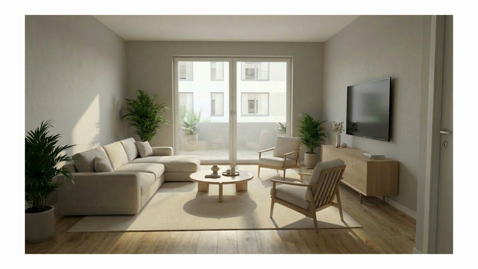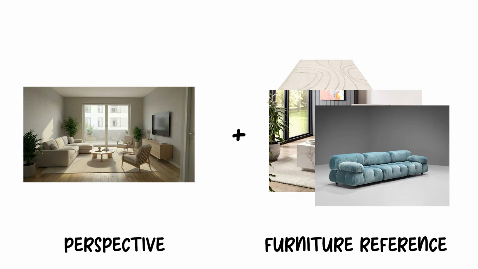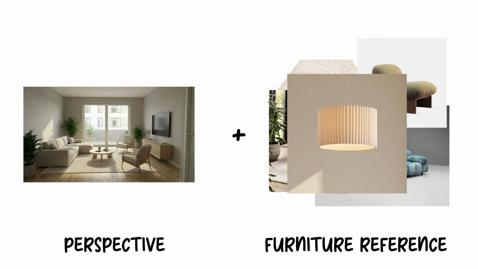The furniture looks a bit generic. So let's fix that in step 6. Change furniture. The architecture is correct, but the interior design is boring. We use specific reference images to swap out the furniture without changing the room geometry.